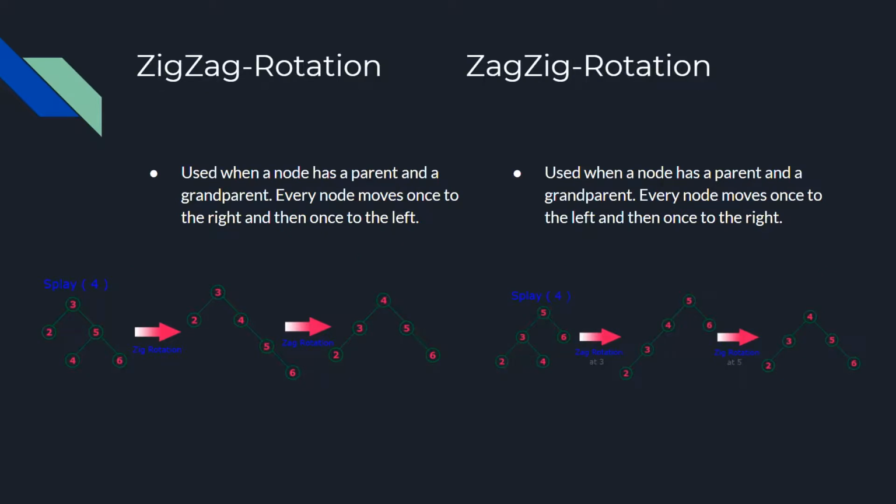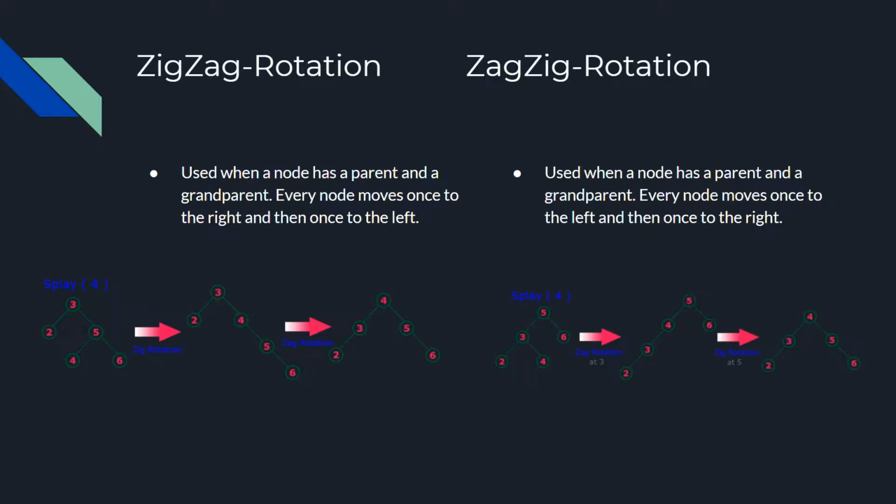The zig-zag and zag-zig rotations are also used when a node has a parent and a grandparent. The zig-zag rotation has every node move once to the right and then once to the left. The zag-zig rotation has every node move once to the left and then once to the right.